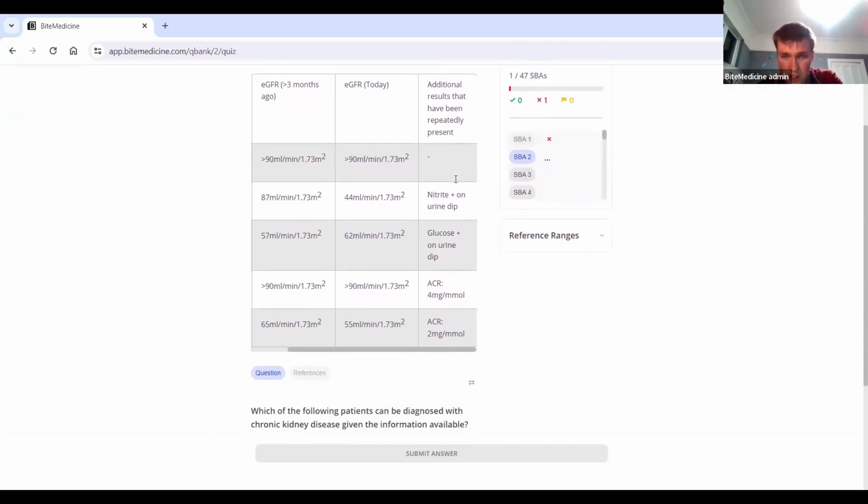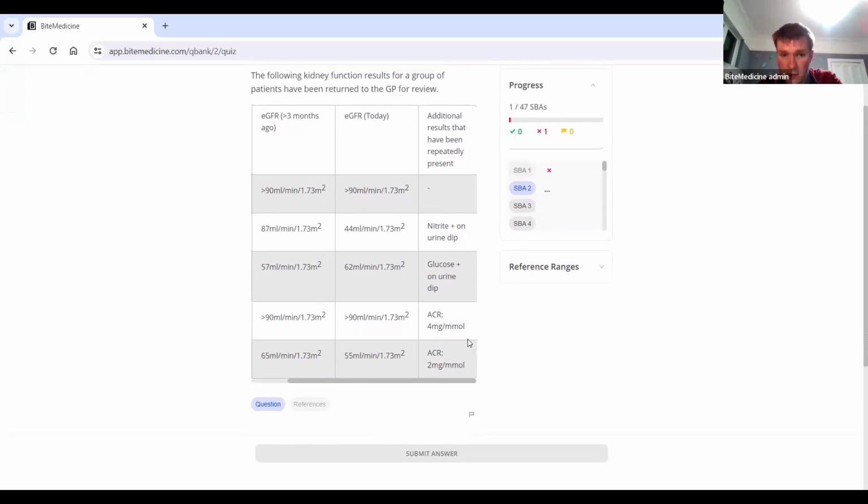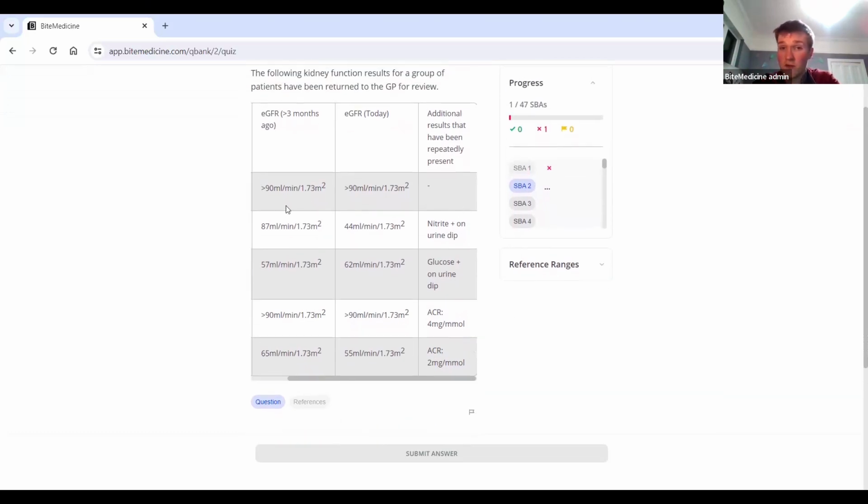If we jump to the question, like my friend in the questions has asked, should we do that? I think we should. Which of the following patients can be diagnosed with CKD given the information available? If we just work through them. If someone's got an eGFR more than 90 on 2 separate occasions and no additional indication that they have structural kidney disease, and we'll get back to that, then we can say that they do not have CKD.